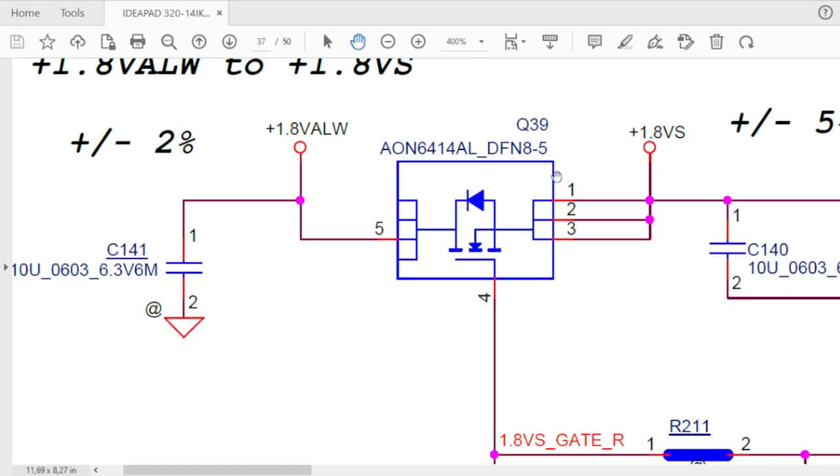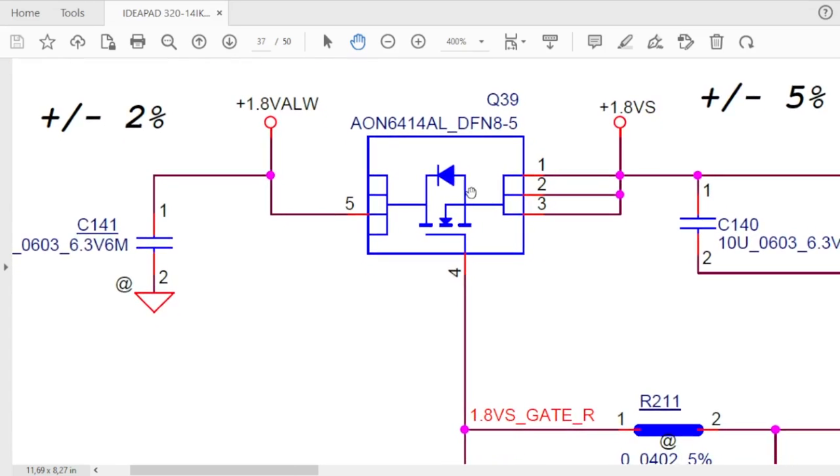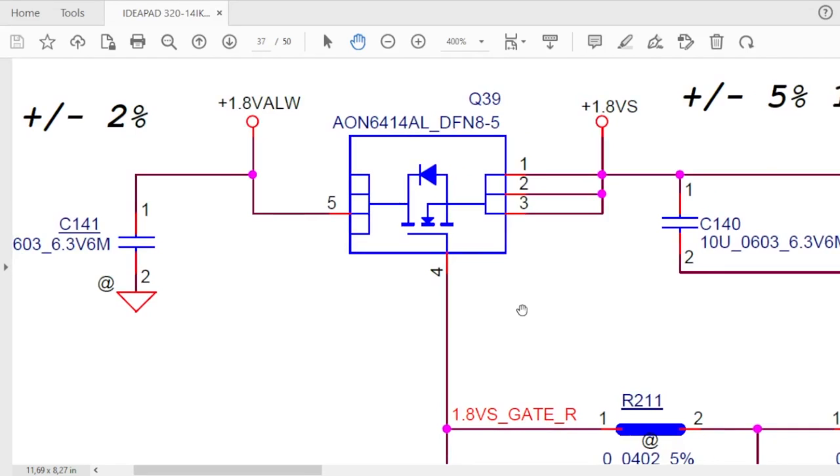1.8 VELW. In the normal condition of this motherboard, this voltage is normal, but when the motherboard is turned on, the voltage at this point is just about 0.9. So to find the problem source of this motherboard, we must know when this MOSFET is active.